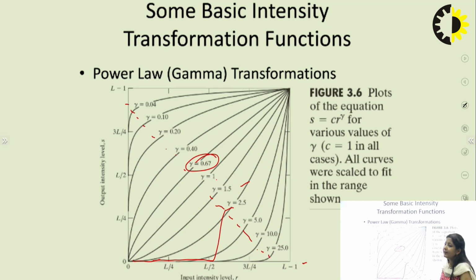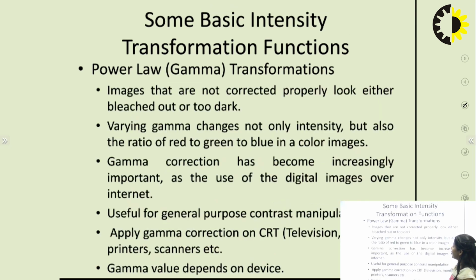Darker means there will be more blackness, and if we are saying a brighter image, then it is reaching the whiteness of the image. So we can say this gamma transformation is used because images that are not corrected properly look either bleached out or too dark. As I already told, if we capture an image and it is too dark, we can apply the power law transformation on that image, and we decide the value of gamma. According to the value of gamma, we get the brighter or darker image.